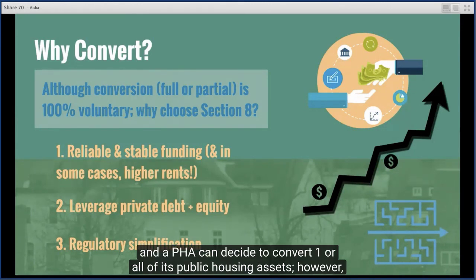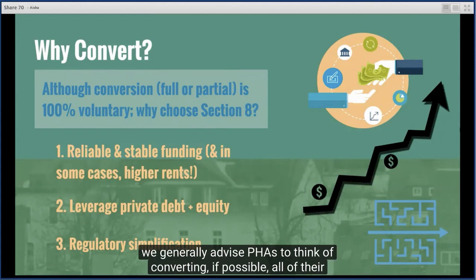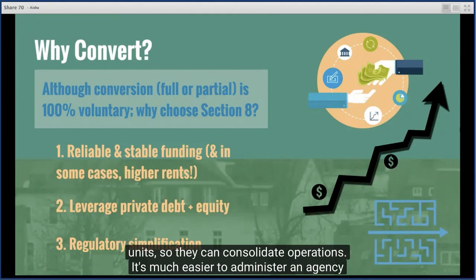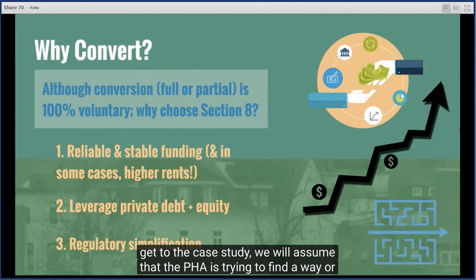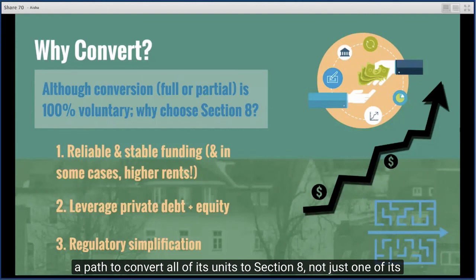Again, conversion is entirely voluntary, and a PHA can decide to convert one or all of its public housing assets. However, we generally advise PHAs to think of converting, if possible, all of their units so they can consolidate operations. It's much easier to administer an agency operating only one housing subsidy program than two or more. Hence, when we get to the case study, we will assume that the PHAs try and find a path to convert all of its units to Section 8, not just one of its properties.